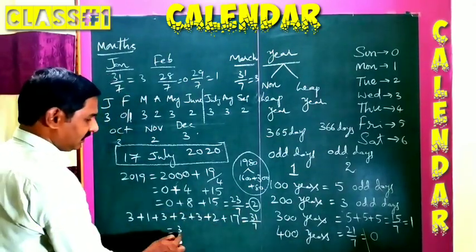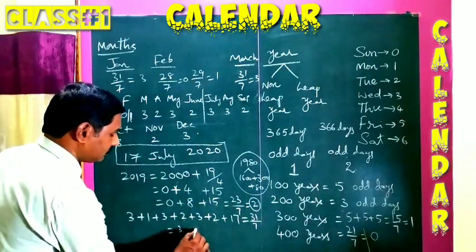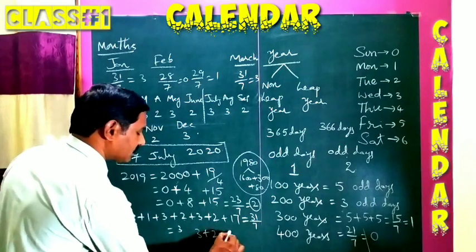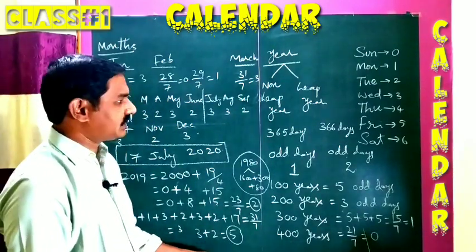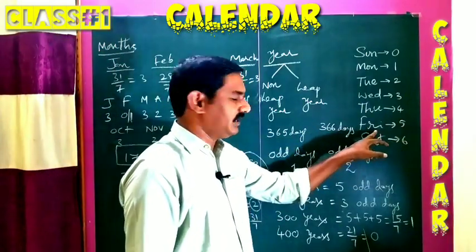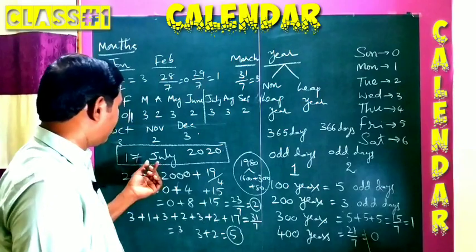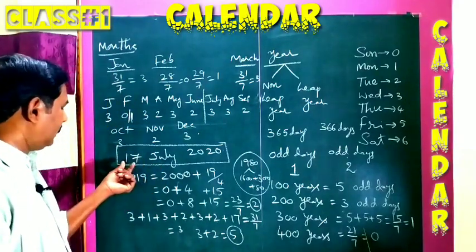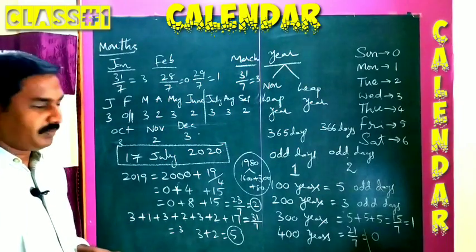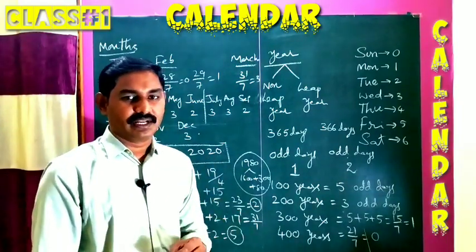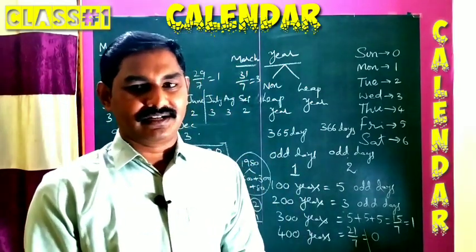So here 3, here one more 2. 3 plus 2 equals to 5. So 5 number of odd days will be there. Where is the 5? 5 is a Friday. So if you have any doubt, you can check it out by opening the calendar. What is the day in 17 July 2020? So by using this simple trick, we can find the day of the given date.